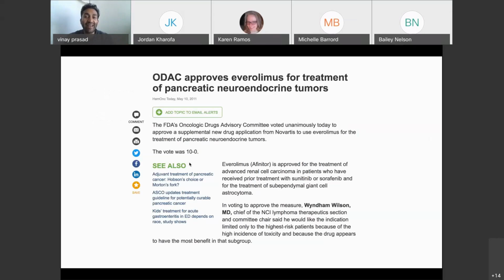Everolimus, of course, is an inhibitor of mTOR, and a targeted drug. And since it says targeted instead of cytotoxic, I think many people interpret that to mean better tolerated. Whether or not that's true is another story. But it was approved for PNET with a 10-0 vote. You don't get many unanimous votes in this world. Here you have one, 10-0. Benefits outweigh risks, clear as day.